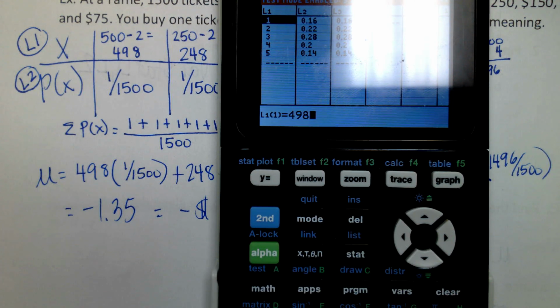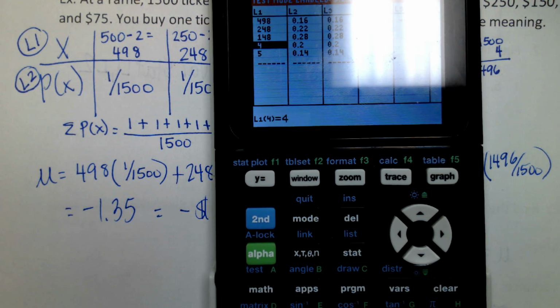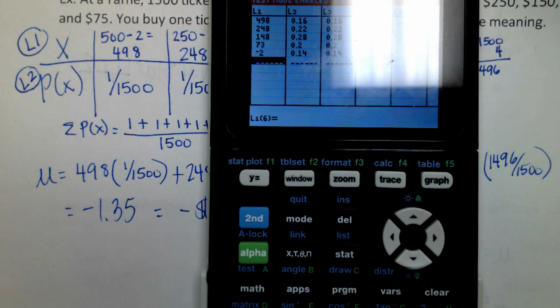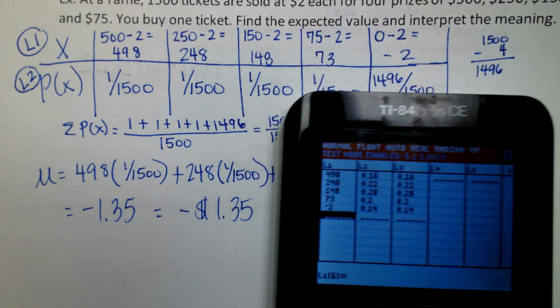So 498, 248, 148, 73 and negative 2. And we don't put minus 2, put negative 2.